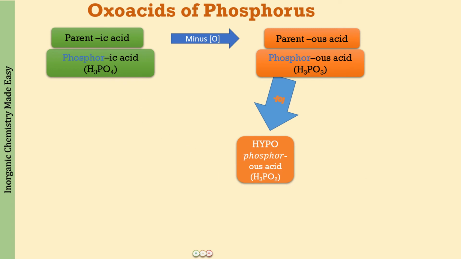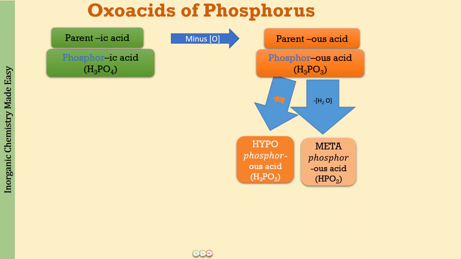Next, what did we do? We subtracted one water from the phosphorous acid. So minus one water is going to be H3 minus H2, one hydrogen left, one phosphorus and two oxygen. So that is going to be HPO2.